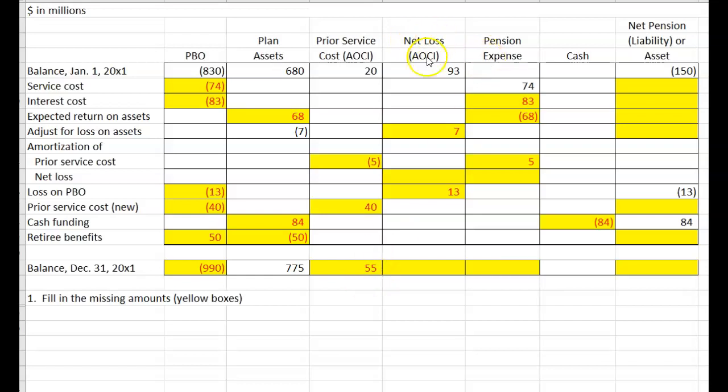Looking at the net loss AOCI, the only piece missing is the amortization of the net loss AOCI, if any. Remember that we do not even bother to amortize a net loss or a net gain unless it's a large amount, and the FASB defines a large amount as any amount in excess of the corridor.